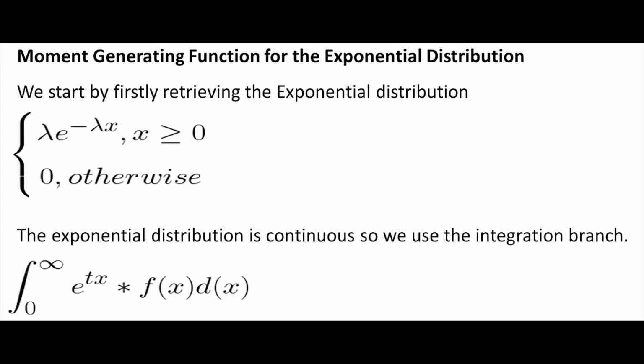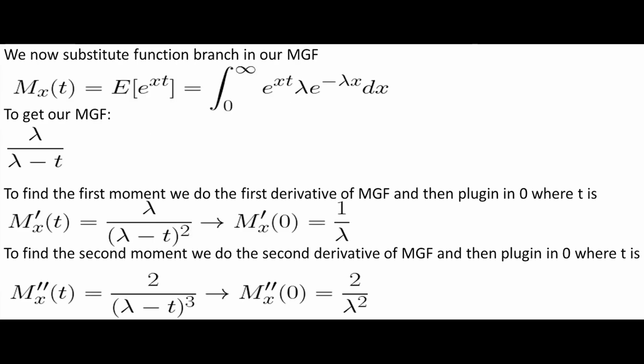Let's look at another example for a continuous distribution. Same process. This one is continuous, so we use the integral in terms of x and multiply by e to the xt and get the moment generating function, lambda over lambda minus t.